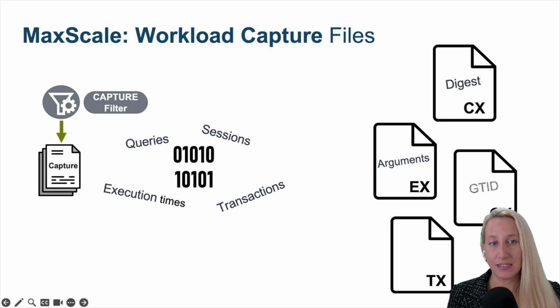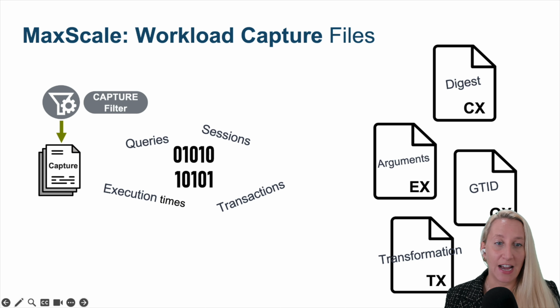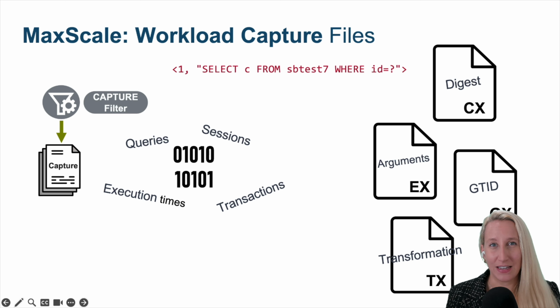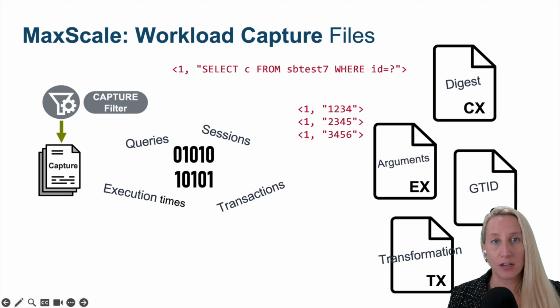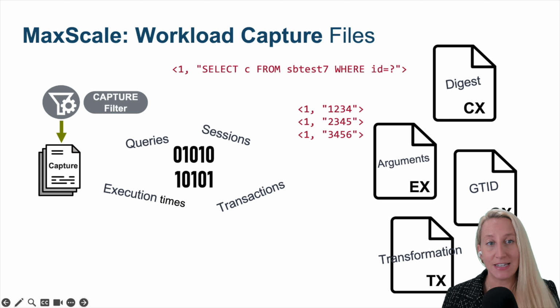The CX is a digest. The EX has the arguments. The GX has GTID, and then the TX is transformation information. So the digest has something like this, where it's a summarized version of queries that maybe change a few variables within it, but it's a condensed version that applies to lots of different queries. And then the arguments of those queries are put into the EX file. So you can see where ID equals, these numbers were actually executed on the master with these values with that select statement.